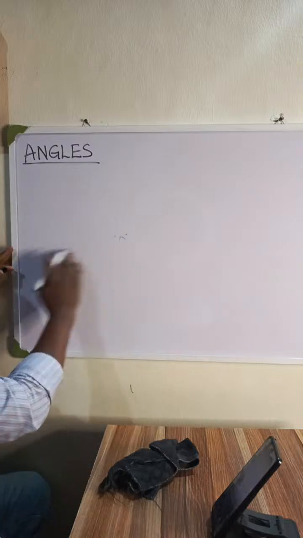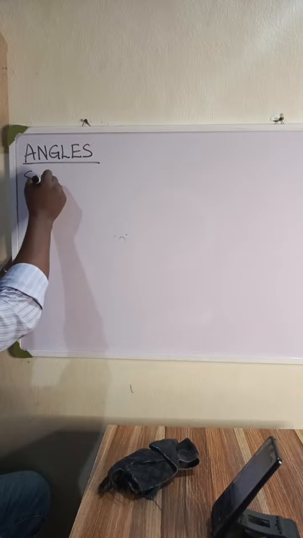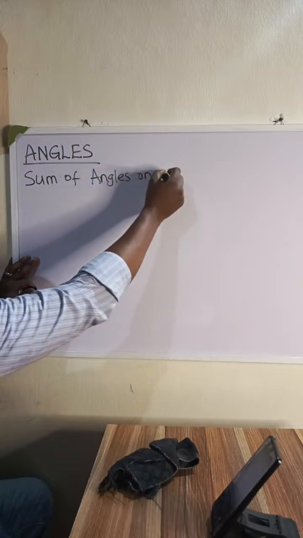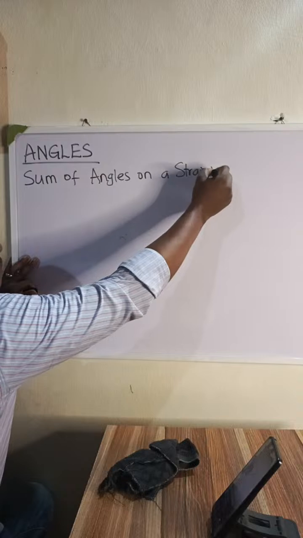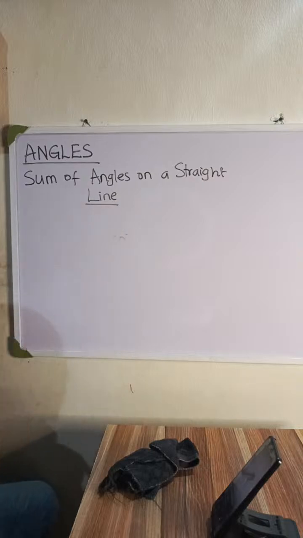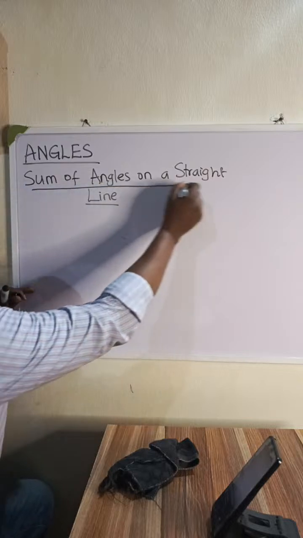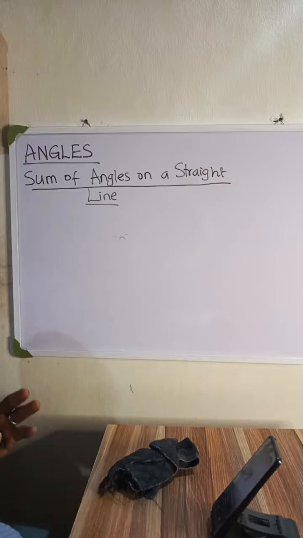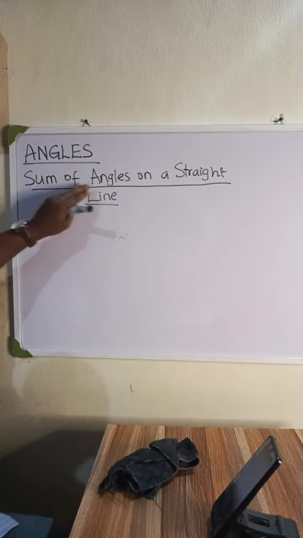Good. So the first principle we're going to look at is the sum of angles on a straight line. Remember earlier I said that an angle that is equal to 180 degrees is called a straight angle, right? So here we are looking at the sum of angles on a straight line.